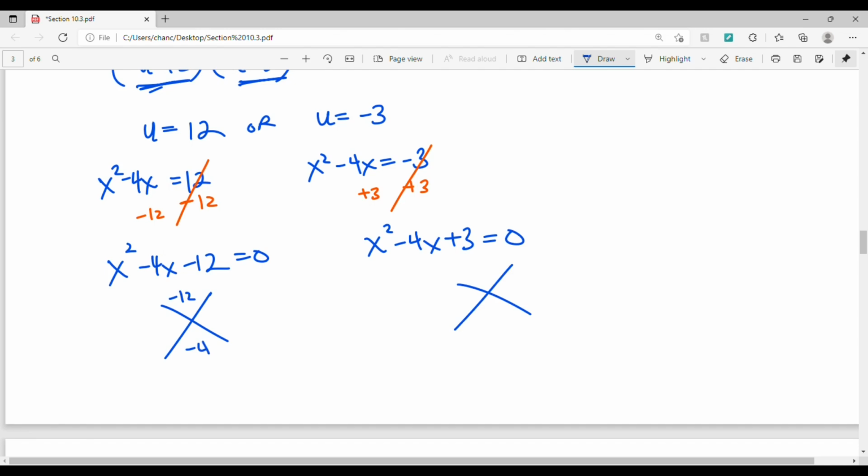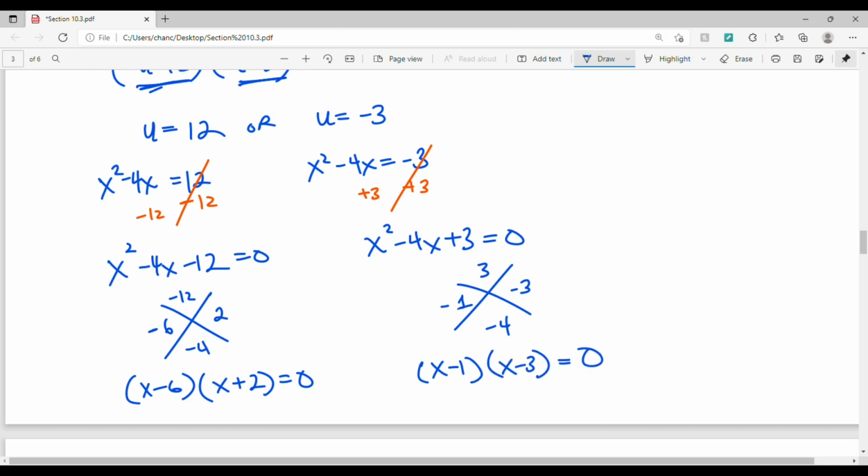So let's look at the numbers. Let's try to factor this. The first numbers here would be 6 and 2. We have a negative 6, that will work. And on this side, we can factor it with a 1 and a 3. They both have to be negative. So this equation factors as x minus 6 times x plus 2 equals 0. On this side, we have a factorization of x minus 1 times x minus 3 equals 0.